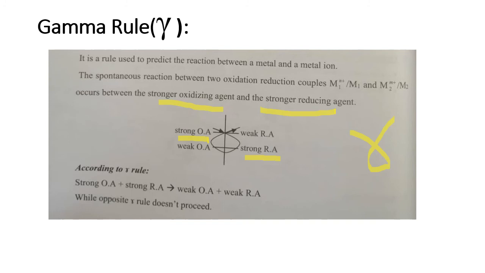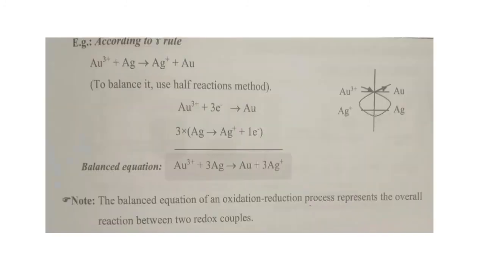The strong oxidizing agent with the strong reducing agent. Example, here we have this axis. We have Au3+/Au, Ag+/Ag. So I make the gamma rule, and Au3+ will react with Ag because Au3+ is the strong oxidizing agent and Ag is the strong reducing agent.